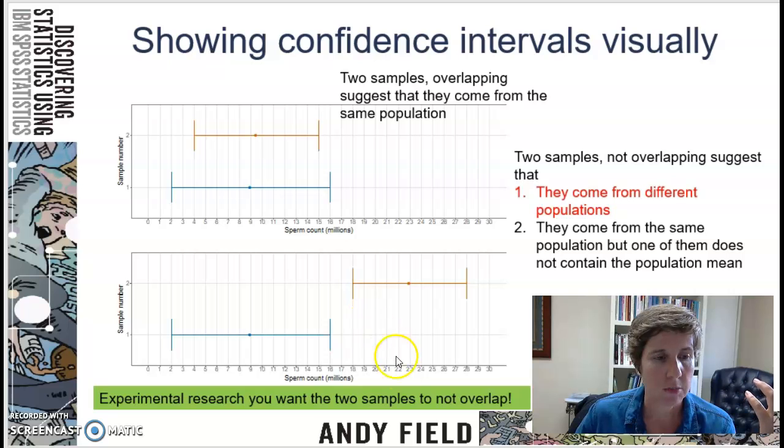So I want you to think about here in the green, I've got your experimental research. You want the two samples to not overlap. So in essence, let's say we had this group of students who did a leadership training and this group of students who didn't do the leadership training, and we saw a shift in the mean of leadership characteristics or whatever it is you're measuring. And then you can say, hey, you know what? Our experiment actually worked, and we shifted the mean. They come now from a different population based on our experimental research.